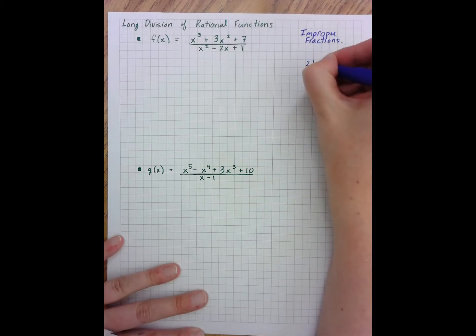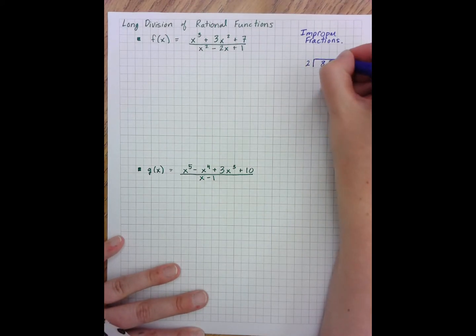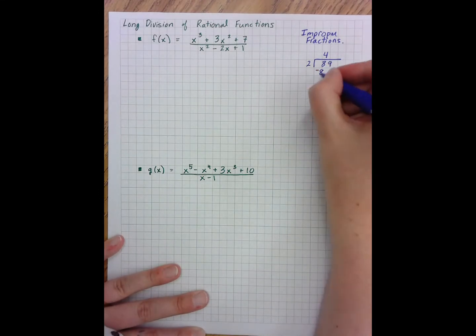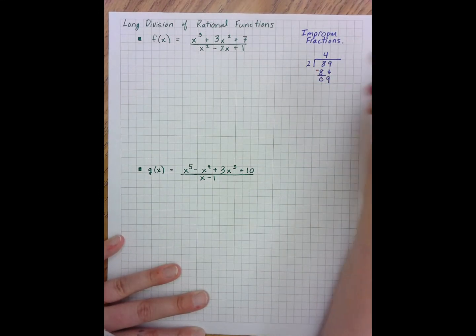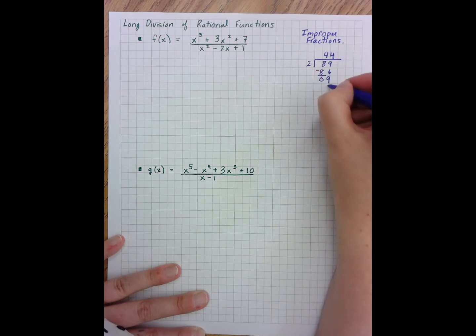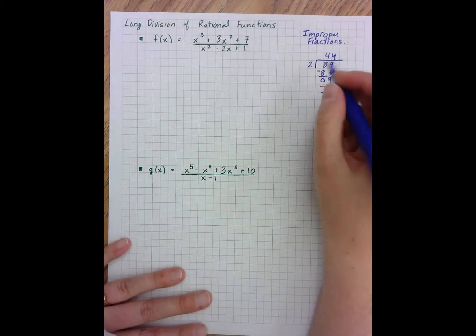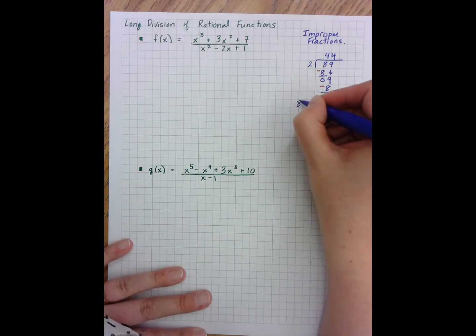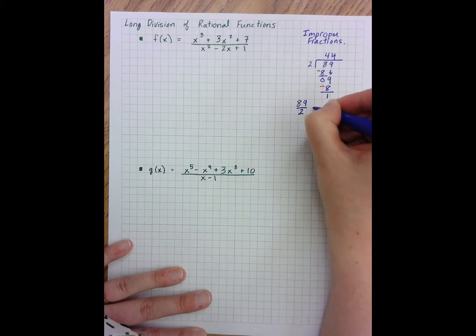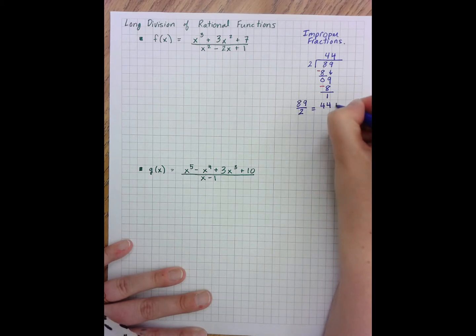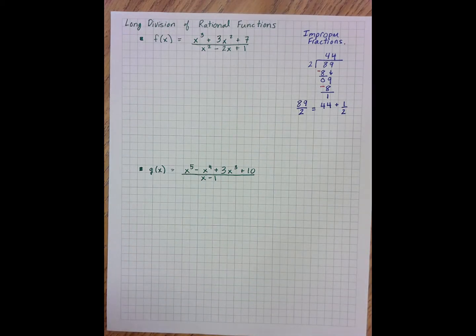If I was to divide 2 into 89, I would say 2 into 8, 4 times. 8, subtract, carry down the 9. 2 into 9 is 4, 2 times 4 is 8, subtract, carry down. So that we could actually say that 89 divided by 2 equals 44 plus 1/2. So now let's look at that same process with our rational function.